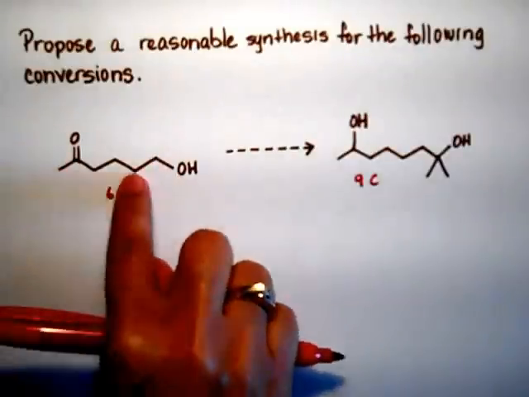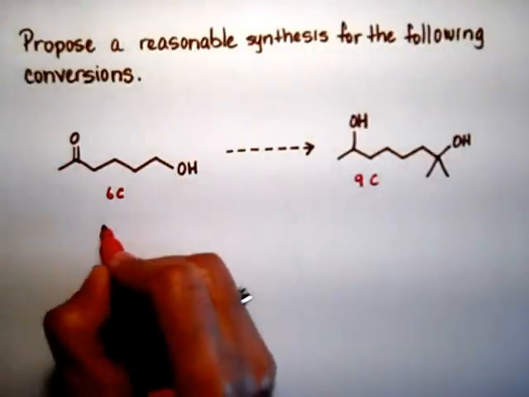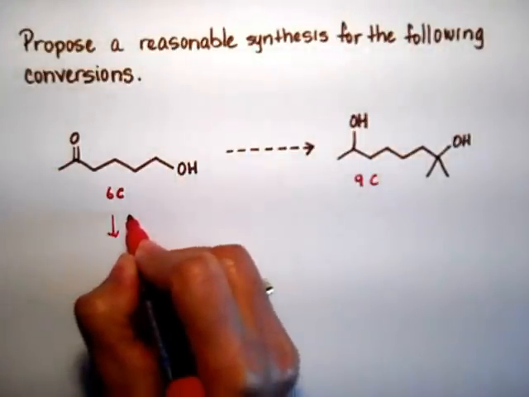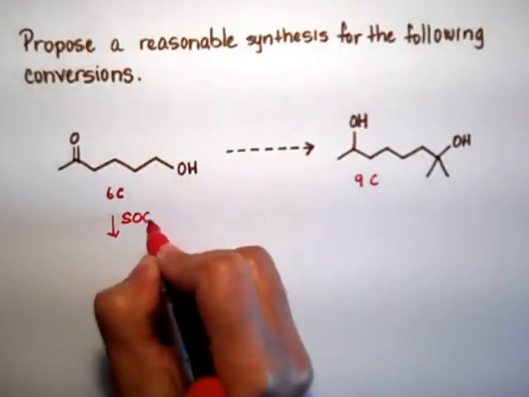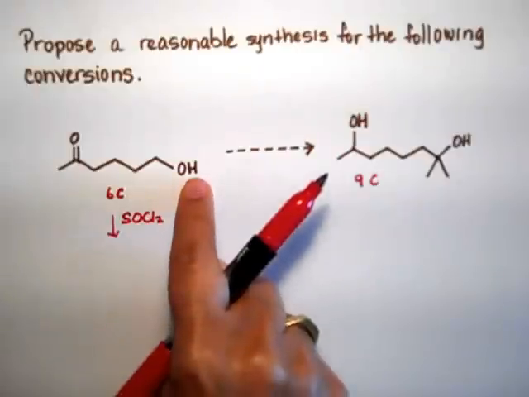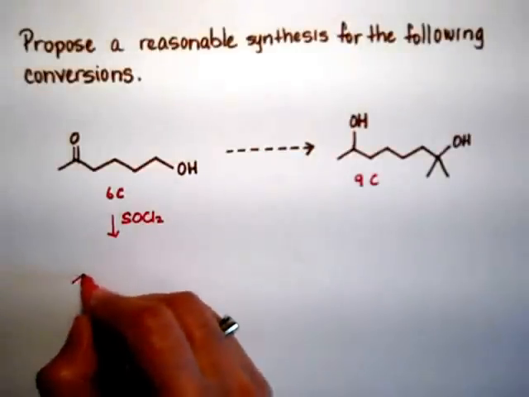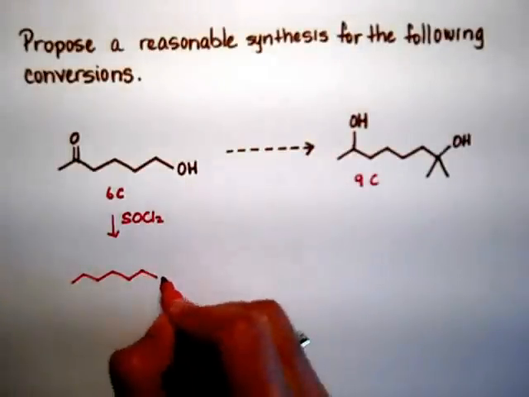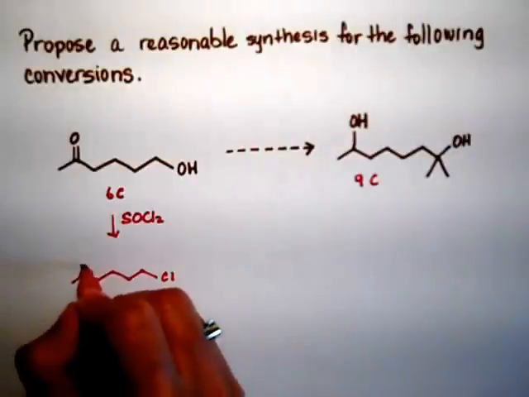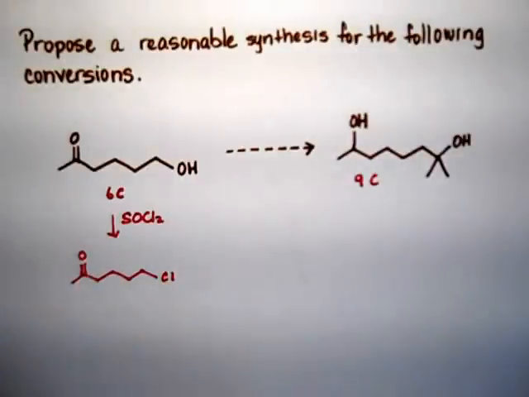So I'm going to have to take this up here and react it with thionyl chloride, SOCl2. And that's going to substitute this OH for a chloride. That would be the easiest way to do it. It's not going to do anything to the carbonyl at all.